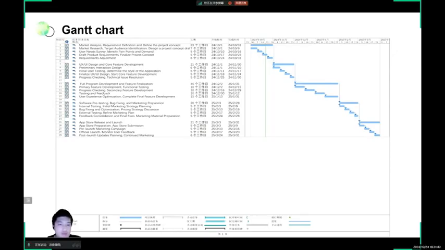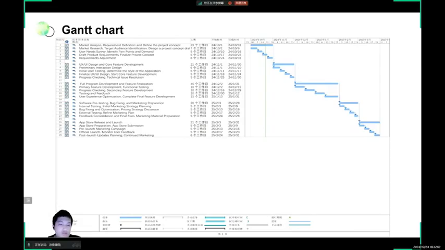Then in phase 3, we need to spend time on fixing bugs and testing the project to avoid any issues that may arise after its launch, and may provide users with a negative experience. At the same time, we will also make some preparations for market promotion.